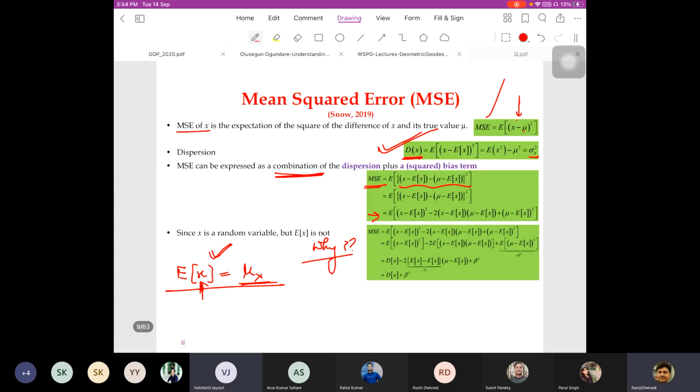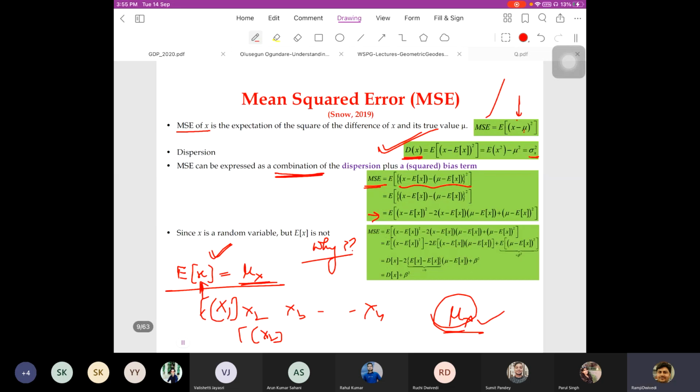Yes, good. Because if your vector is x1, x2, x3, x4, all of these, there will be only a single mu x, isn't it? And that is what is expected from an individual observation. If you take the expectation of x2, it would be this mu x, isn't it? So this is why the expectation of x is not random.